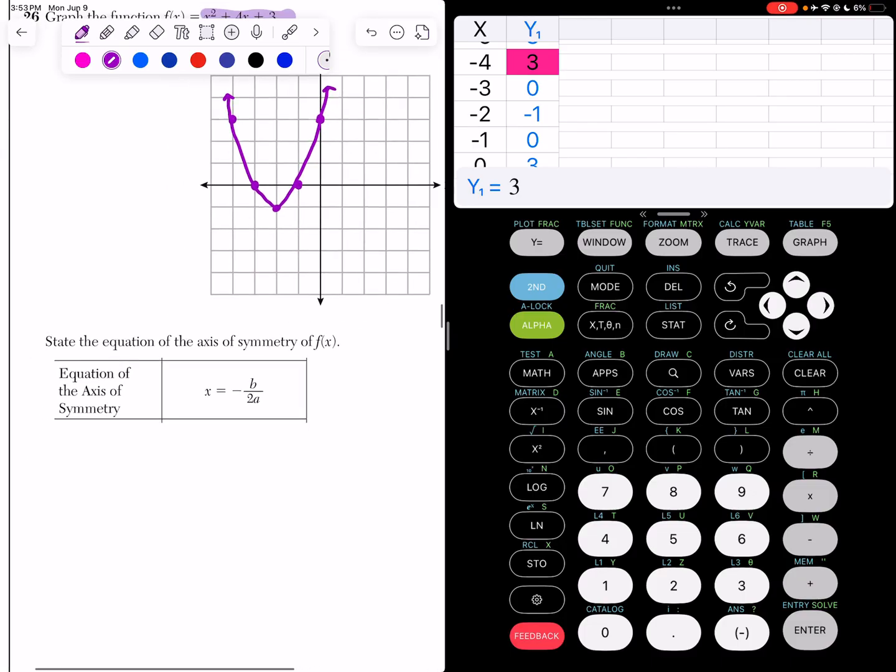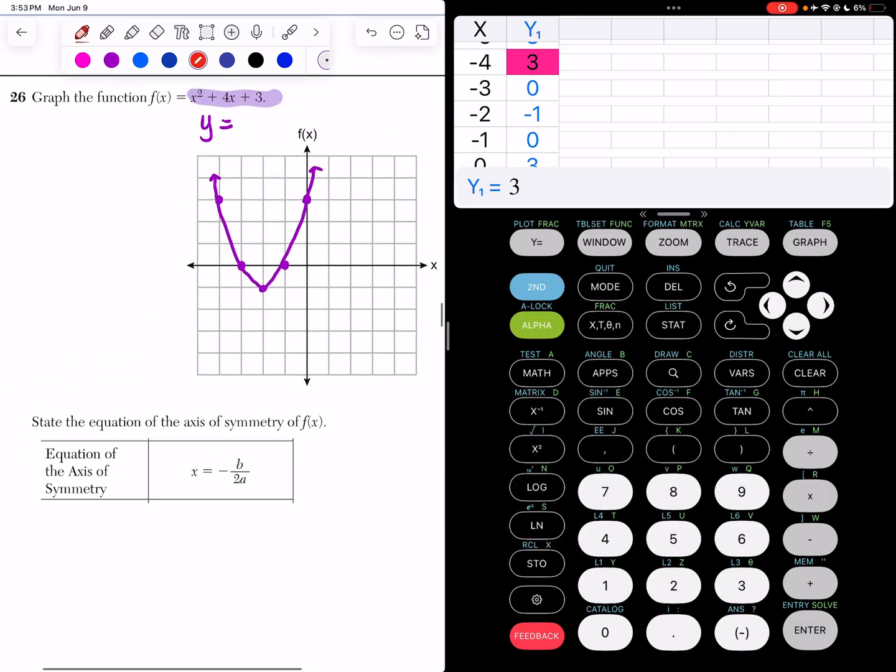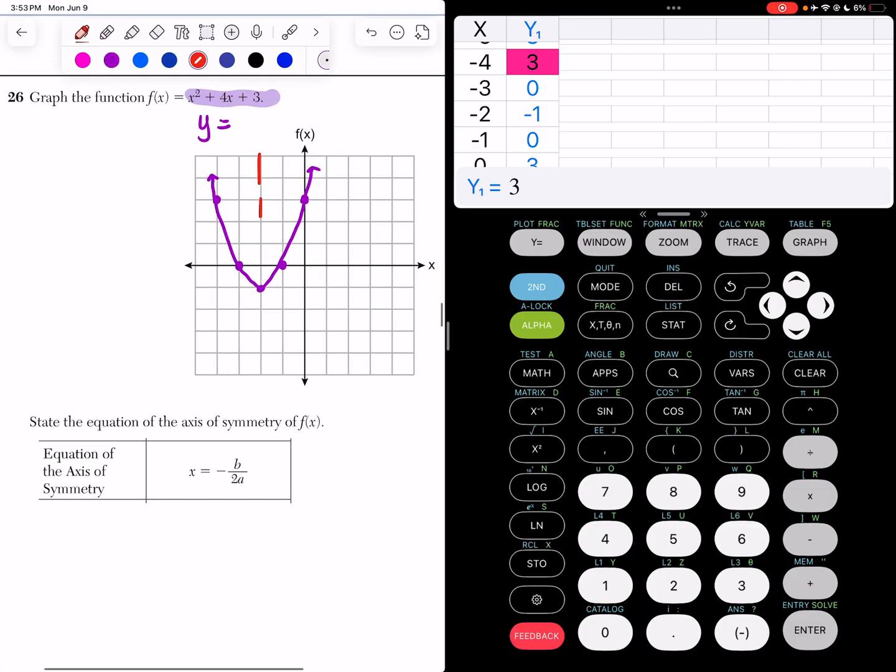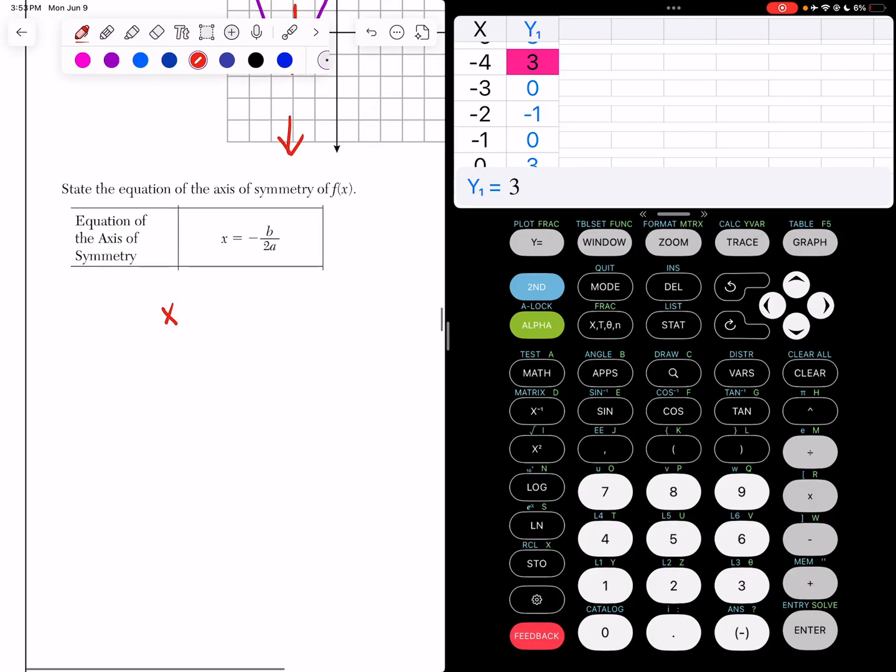Now it says state the axis of symmetry. Well, we know the axis of symmetry goes through the x value of our vertex. So if I look, my vertex is the halfway point, and the x value of my vertex is -2. So I can say my axis of symmetry is x equals -2.